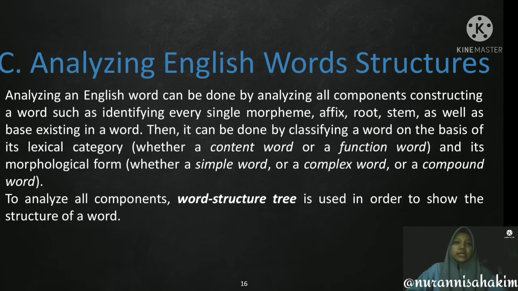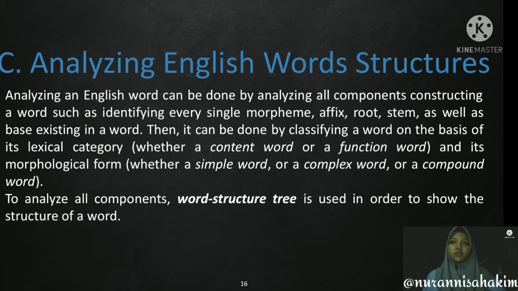C. Analyzing English word structures. Analyzing an English word can be done by analyzing all components constructing a word, such as identifying every single morpheme, affix, root, stem, as well as base existing in a word. Then, it can be done by classifying a word on the basis of its lexical category, whether a content word or a function word, and its morphological form, whether a simple word, a complex word, or a compound word.